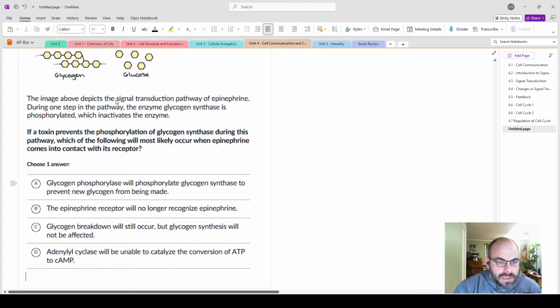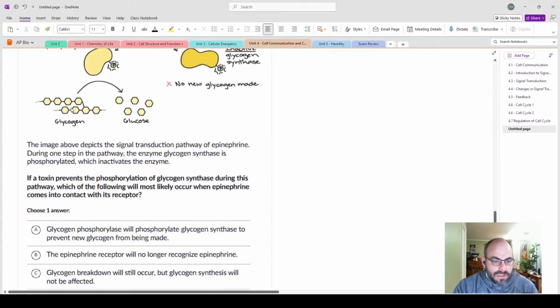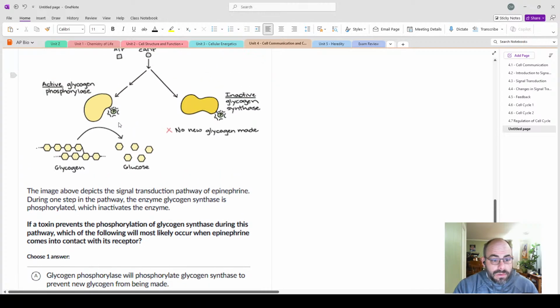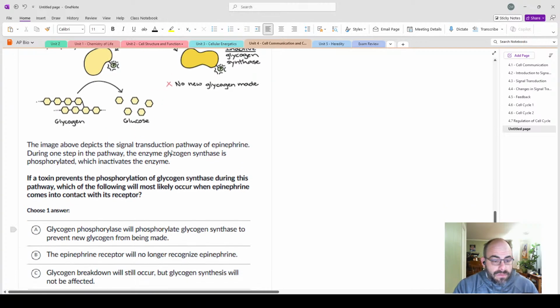It's a compliment again. All right. The image above depicts the signal transduction pathway of epinephrine. During one step of the pathway, the enzyme glycogen synthase is phosphorylated, which inactivates the enzyme. Okay, so I'm going to stop right there. I'm just going to make myself understand this. What is glycogen synthase doing? It's making glycogen. If it's phosphorylated, it inactivates the enzyme, so it stops making glycogen. What is glycogen? Glycogen is the storage of glucose. I'm going to stop storing glucose if this enzyme is activated. See how I talk myself through that?